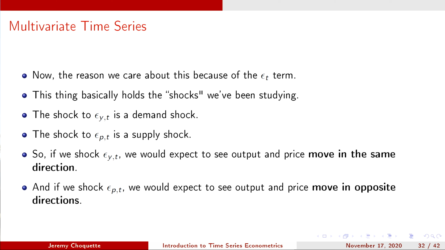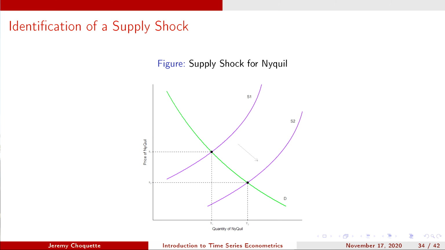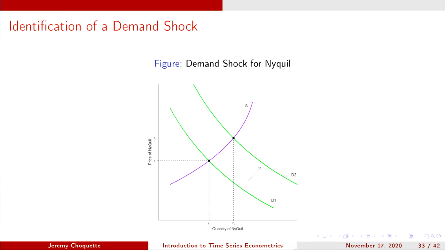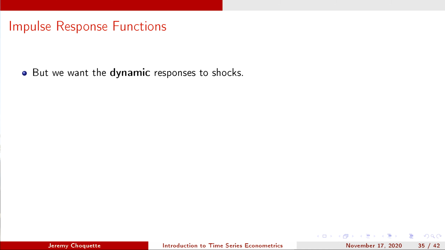There's an aggregate supply shock, on the other hand. I would expect to see output and price move in opposite directions. So a demand shock should look like this. A supply shock should look like this. Right? So here, output and price move together. Here, output and price move in opposite directions.